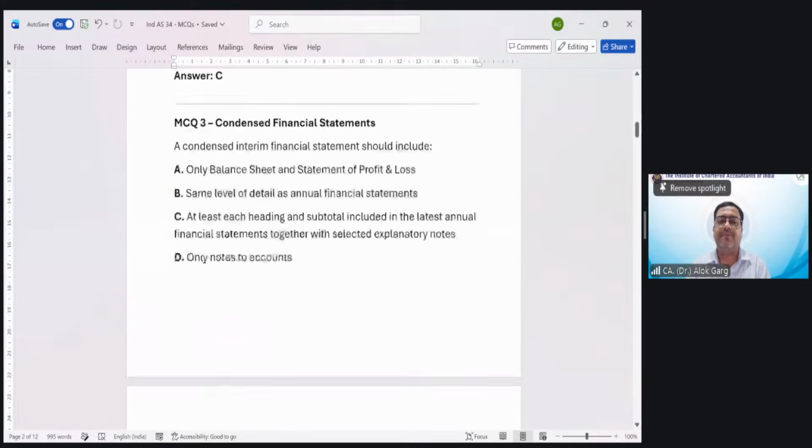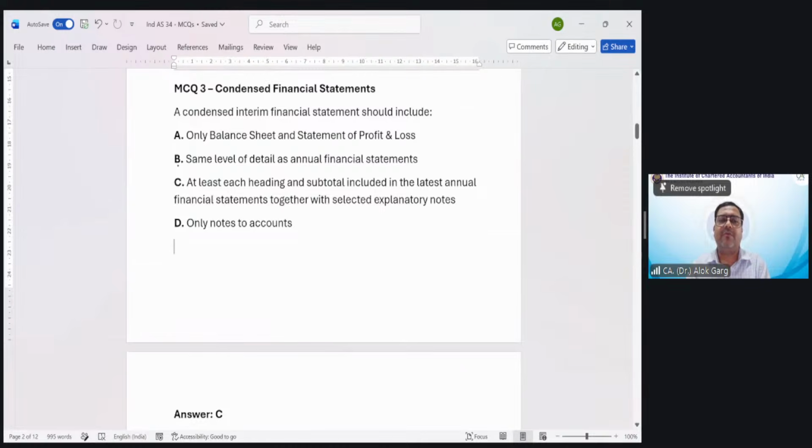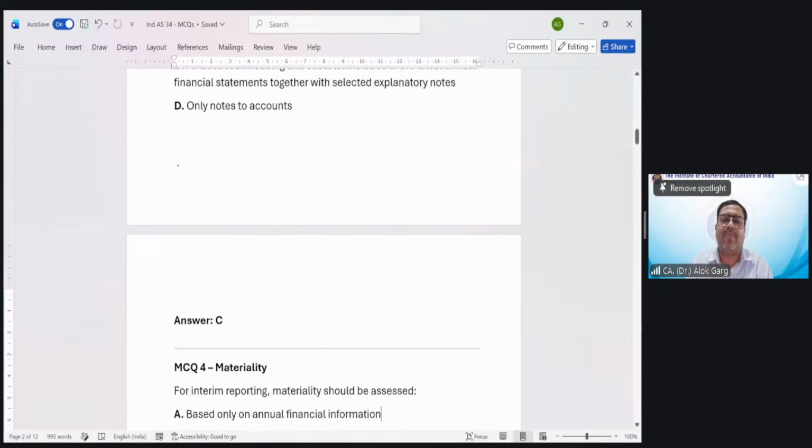Third MCQ. A condensed interim financial statement should include only balance sheet and P&L; same level of detail as annual financial statements; at least each heading and subtotal included in the latest annual financial statements together with selected explanatory notes; only notes to accounts. Yes, C is the right answer. They are covering all the components, but limited notes to accounts, and whatever headings and subtotals were considered in the annual audited financial statements have to be intact in your interim financial statements also.